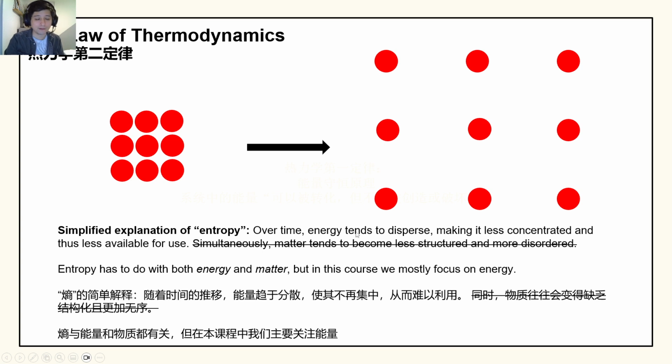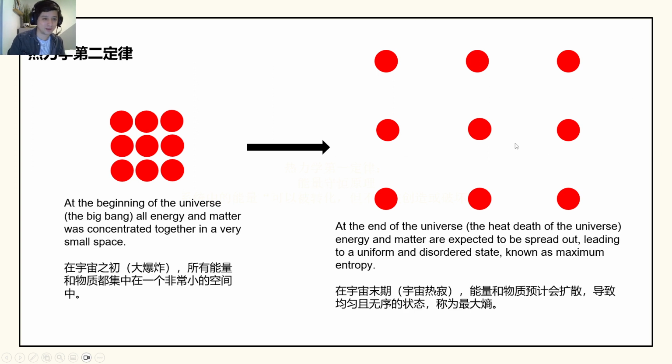The main point you need to know is that energy spreads out. The main way this happens is it becomes heat, at least for this course. When it's concentrated, we can use it. When it is heat, we cannot use it. Okay, so let's keep going. Another way of thinking about this, maybe this will help you understand it a little bit better.